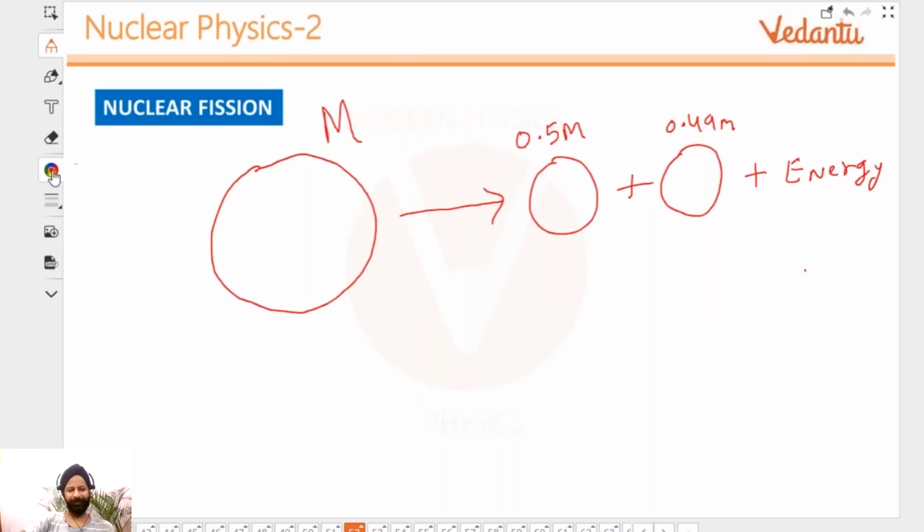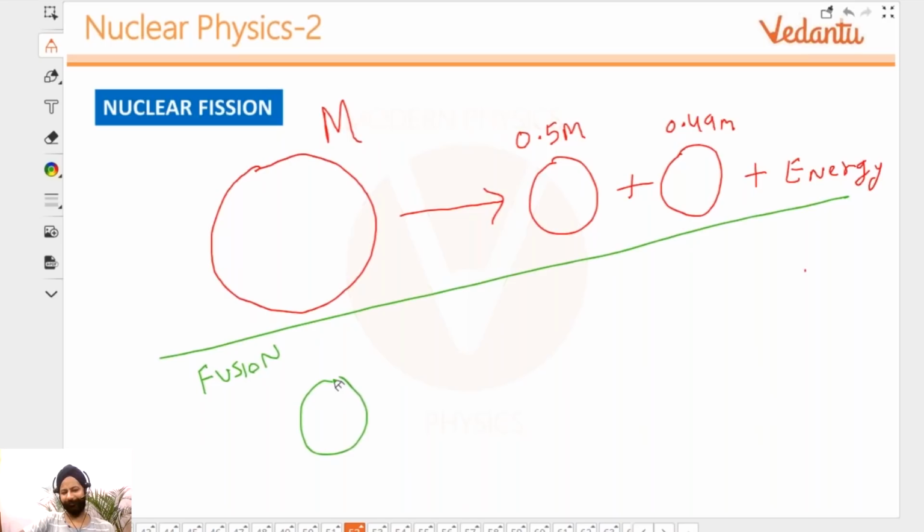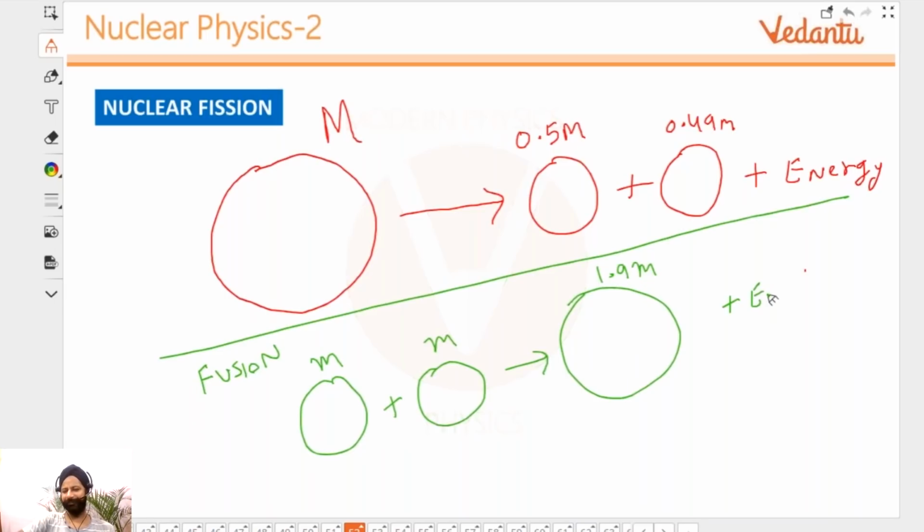This is fission. Now what will happen in fusion? Let's see fusion also here. In fusion we'll take two nuclei. So let's say this is M and this is M. This gives one big nucleus. We fused them, fusion. Maybe this is 1.9 M plus energy. Now why is there a difference in mass? We will see that, because of the binding energy. But this is in a nutshell what fission and fusion are.